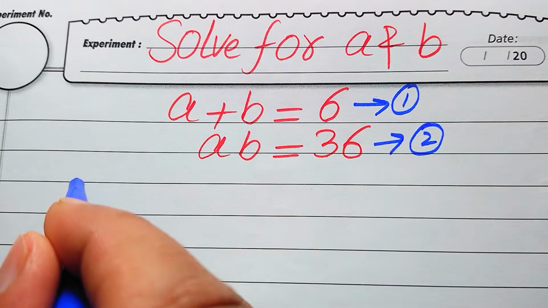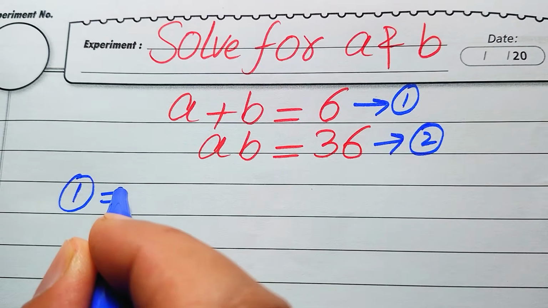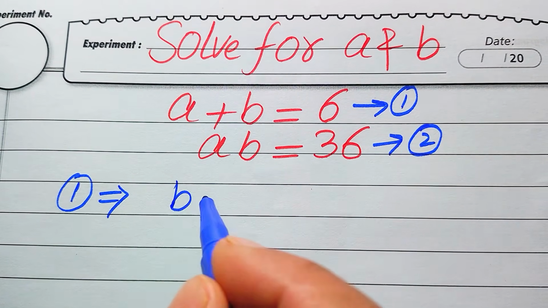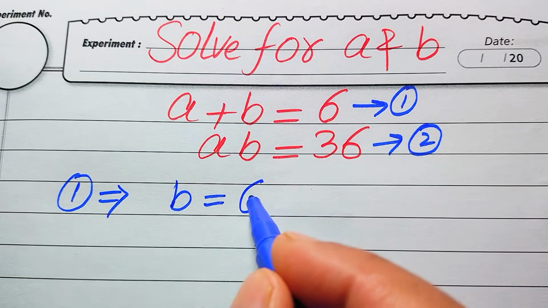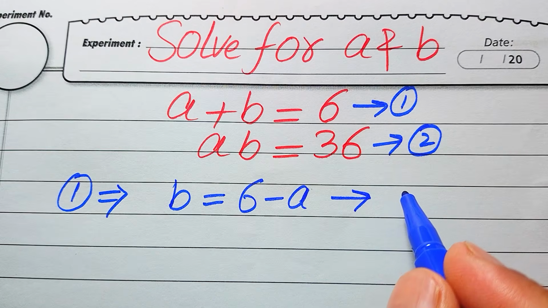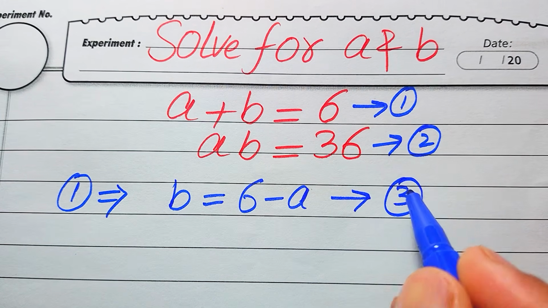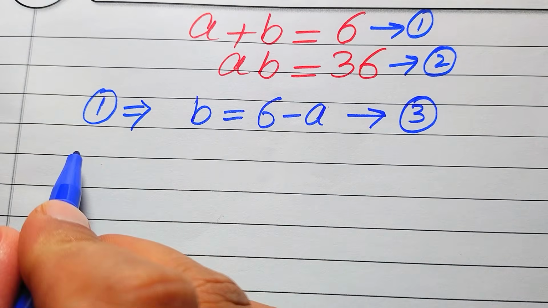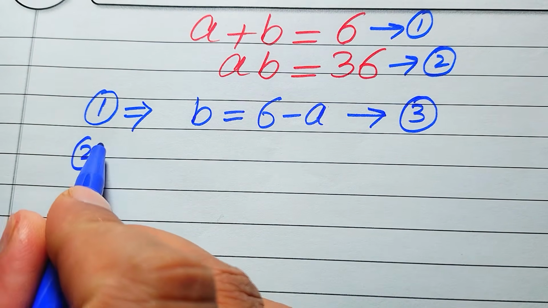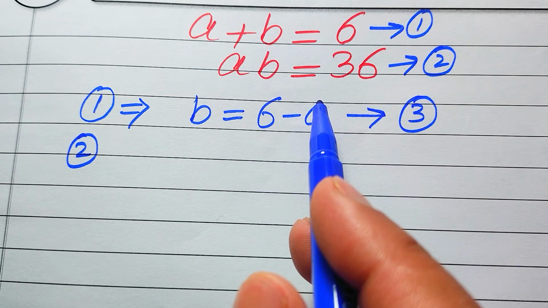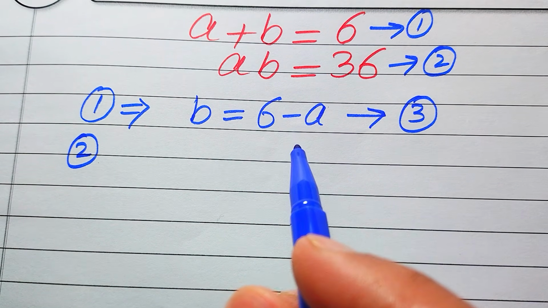Now first we focus on equation number 1. Equation number 1 implies that we move this a to the right hand side and we get b equals 6 minus a. We call this equation number 3. And now we use equation number 3 in equation number 2. After using this in equation number 2, it will become an equation in one variable, a.